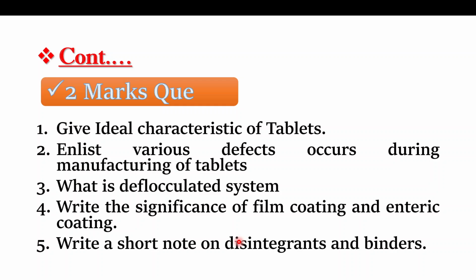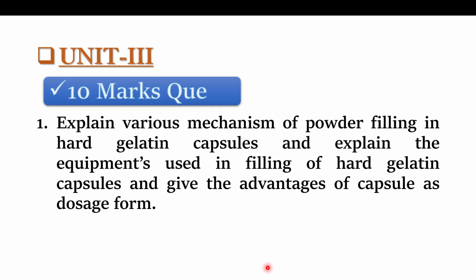Then third question is what is deflocculated system? Deflocculated and flocculated, distinguish is important from some point of view. Then write the significance of film coating, enteric coating. Then fifth one is write a short note on disintegrants and binders. Disintegrants and binders. Next, move forward to the unit third.